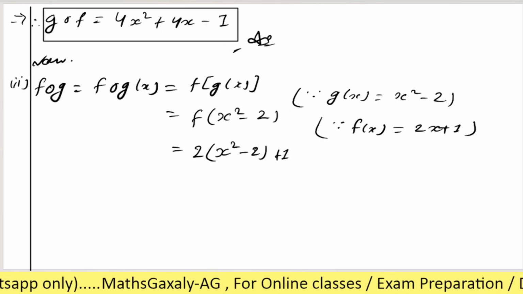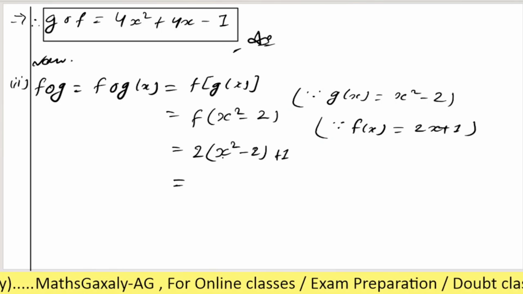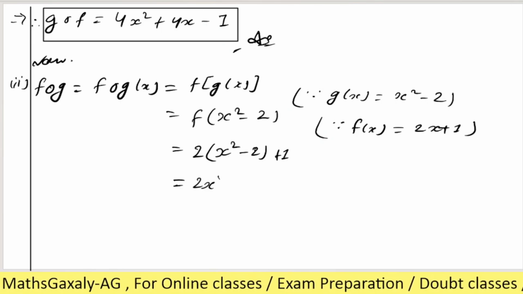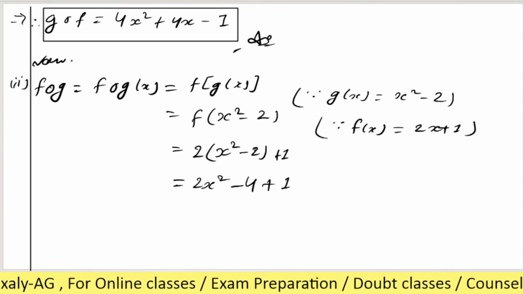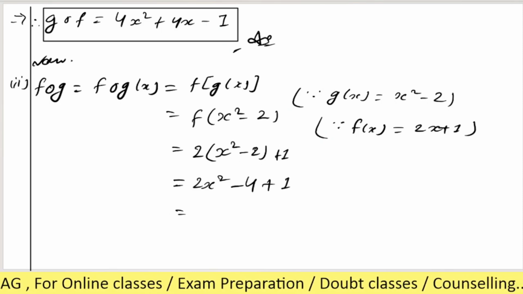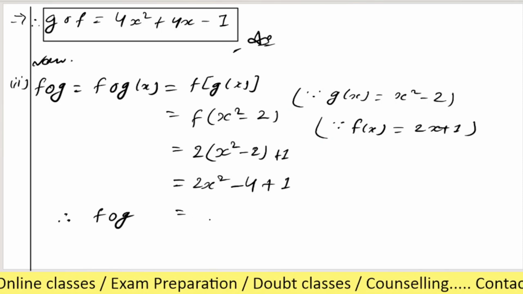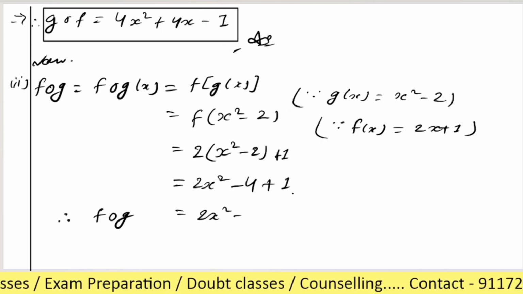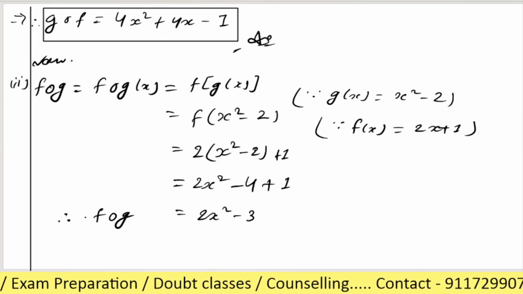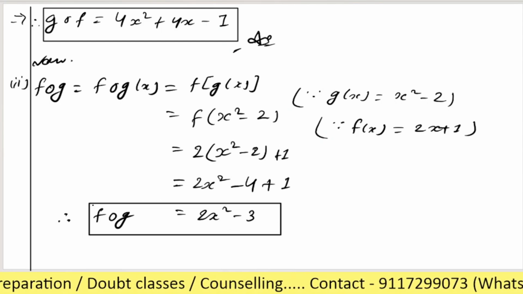So it will be... Okay, is it clear? Any doubt? Now multiply it. 2 into x square, 2x square, minus 2 into 2, 4, plus 1, है ना? So it will be, therefore we can say that fog is equal to 2x square minus 4 and plus 1, it will be minus 3, right? Minus 3 है ना. So this will be our answer.